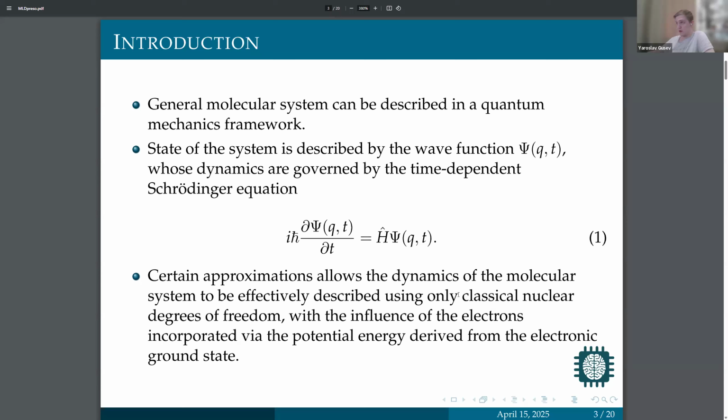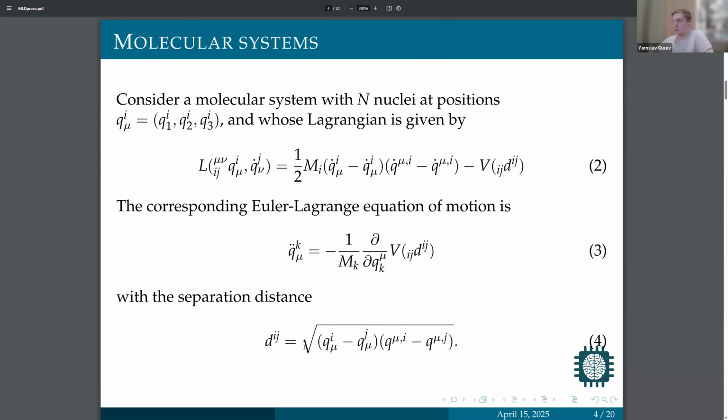And these are approximations like density functional theory, or the Born-Oppenheimer approximation, where you can separate nuclei and electrons' degrees of freedom, and then at a certain limit you can use only the description of classical mechanics, where you only have nuclei as particles, and the influence from electrons will be inside the potential energy function. And we will discuss it now. So it's a description of a molecular system that consists of nuclei.